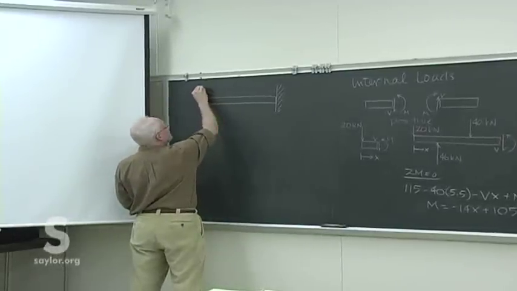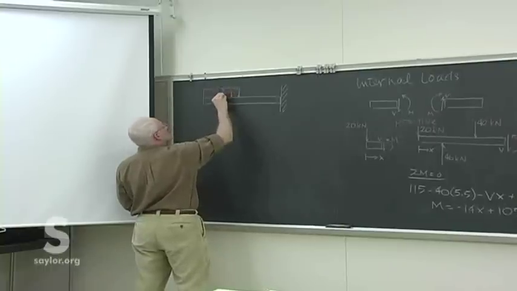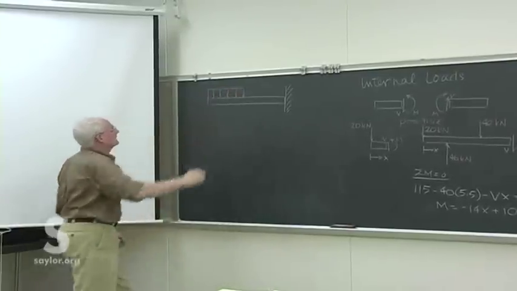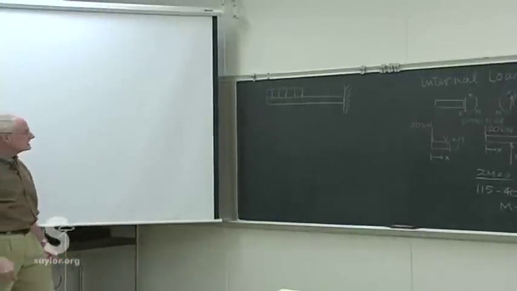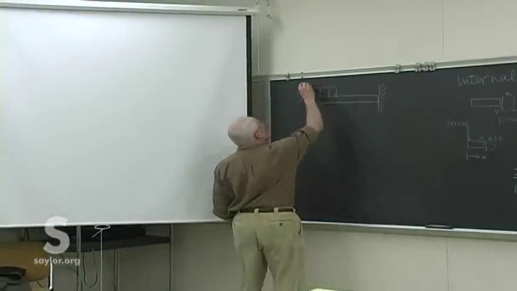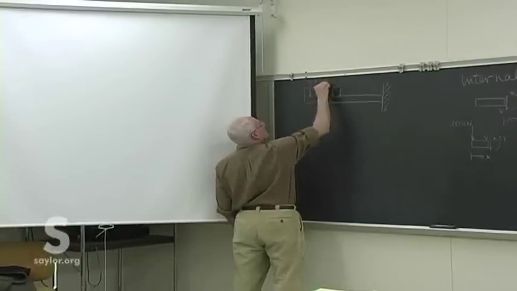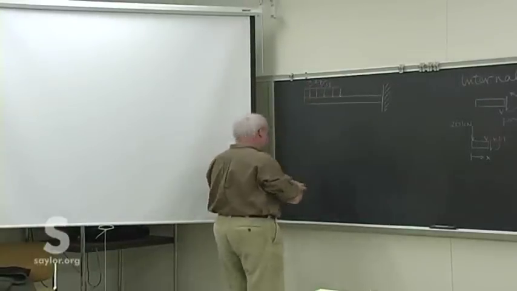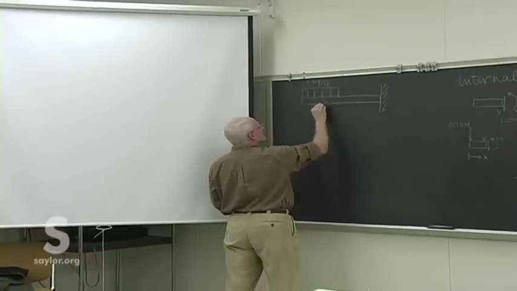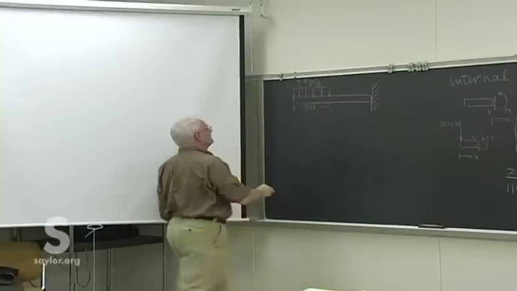Uniform load distribution. Remember, that's in units of pounds per linear distance of the beam itself. So 3 kips per foot there out to a distance of 8 feet.